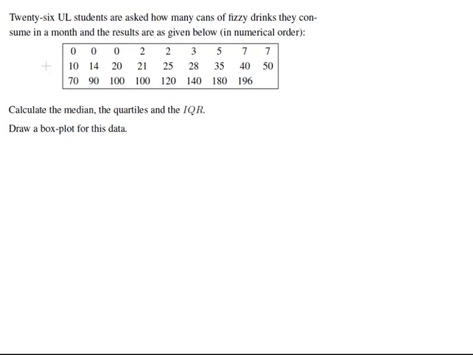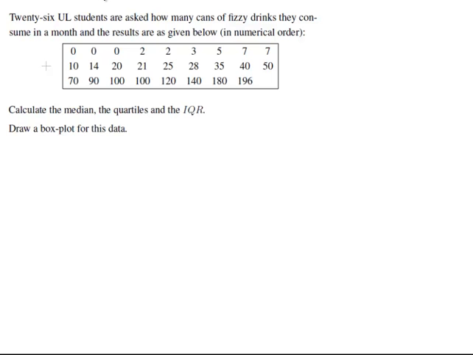So in this presentation, we're going to look at the median, quartiles, interquartile range, and box plots. So what we're going to do here first off is compute the median. We have 26 UL students who are asked how many fizzy drinks they consume in a month, and the results are given below. And already we have them in numerical order, so we don't have to sort them.